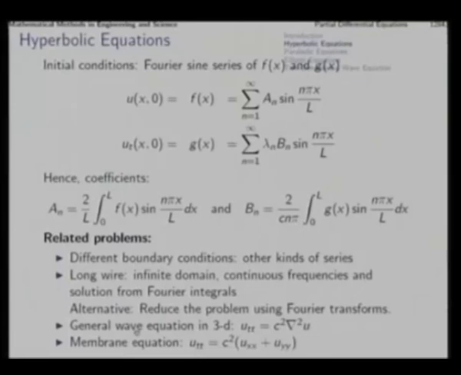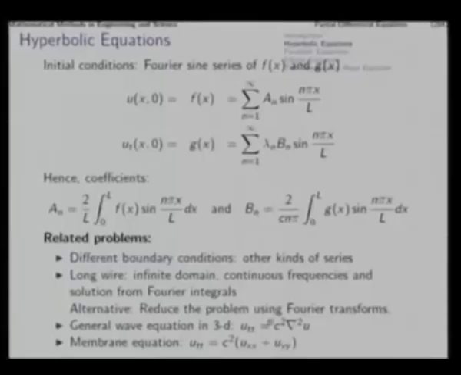General wave equation in 3D is this, in which the complete Laplacian appears, in which you will have x, y, and z variables, all of these variables. That will be a 4 variable problem completely. In a particular case of that, we will have the membrane equation, which is there in the textbook, and towards the end of this topic we might have a brief discussion of that.